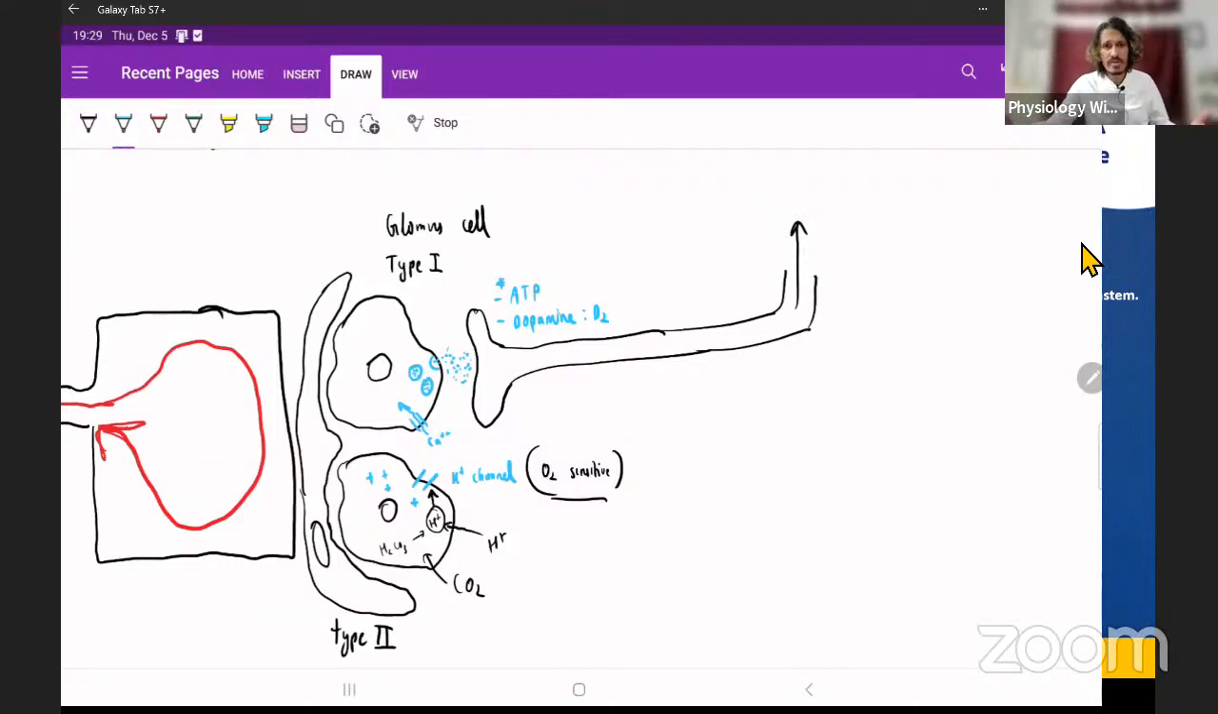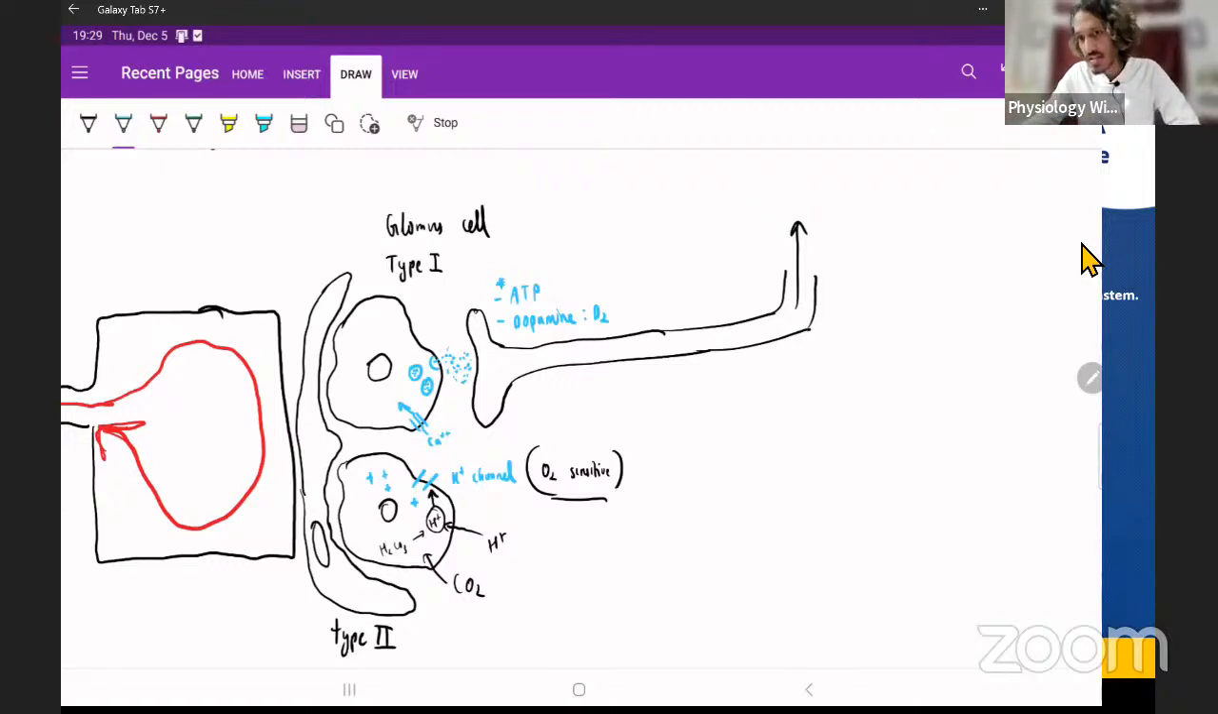You can write them both in case somebody needs one answer. The better answer would be ATP. Otherwise, dopamine is also the second option. But it makes more sense to talk about ATP. That is your peripheral chemoreceptors.